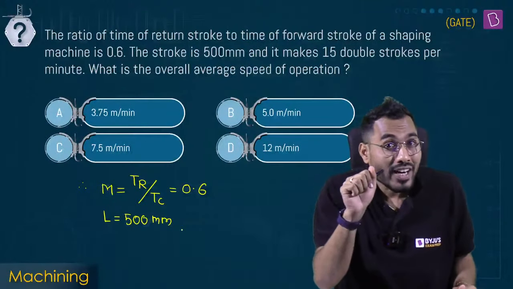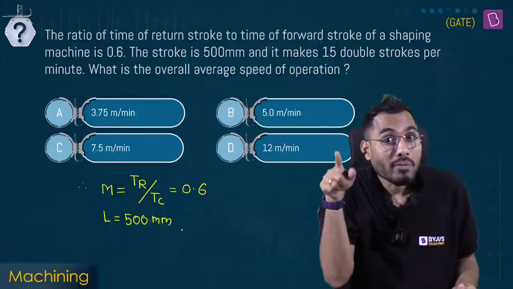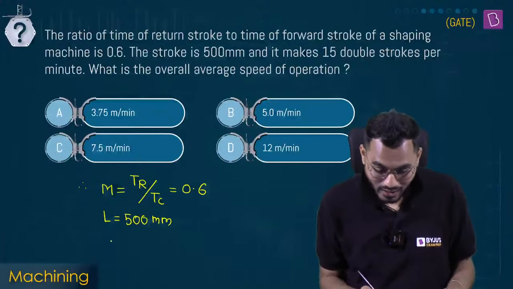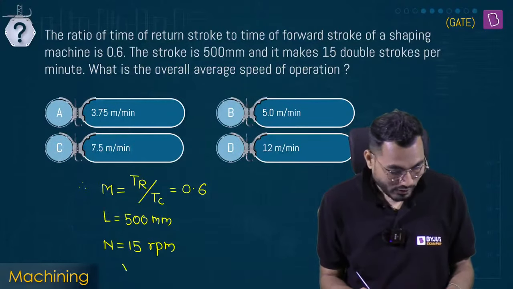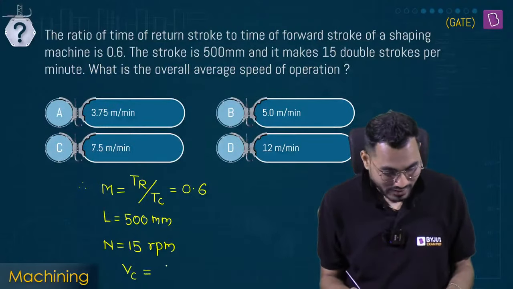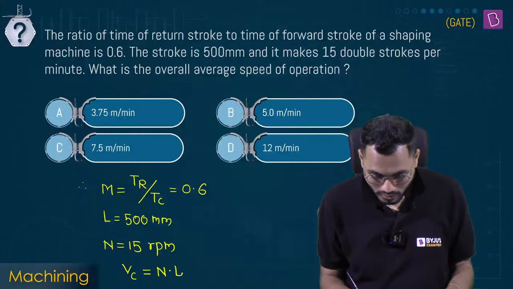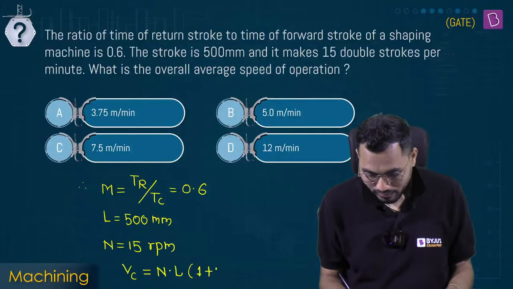Then in 1 minute, if there are 15 double strokes, what is the RPM of the crank? Can I say the RPM of the crank is exactly equal to N, which is 15 revolutions per minute, right? Fine. And velocity, what is the formula? The velocity is equal to N into L into 1 plus M.